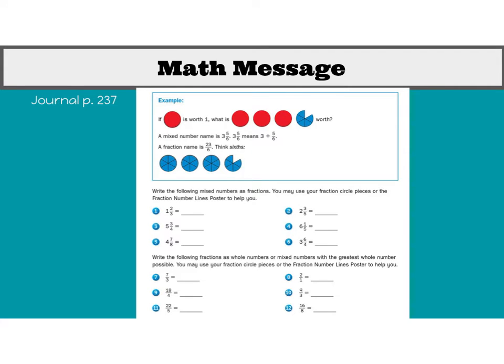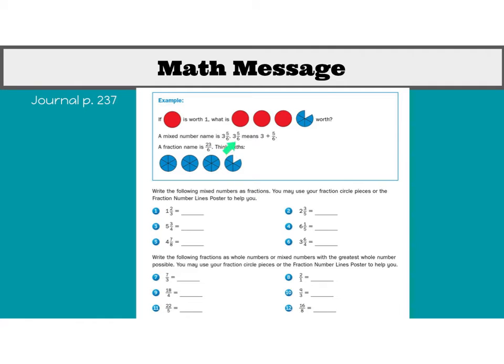For our math message today, you're going to need to get out your student math journal and open to page 237. So you might want to pause your video so you can get that out. And we're going to take a look at these 12 problems. So notice at the top of the page, we have an example. They said if the red circle is worth 1, what is 3 red circles and these fractional pieces worth? So they're telling us a mixed number name would be 3 5/6.